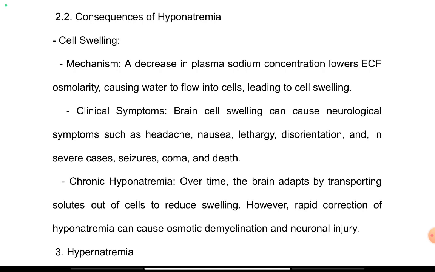So by the time you are now seeing options, which of the following is not a symptom of hyponatremia: A, headache; B, lethargy; C, disorientation; D, seizure; and option E, they say muscle paralysis. That should ring a bell that the symptom that is odd out of all these symptoms is muscle paralysis, because it's not really related to neurological symptoms in the brain. Okay.